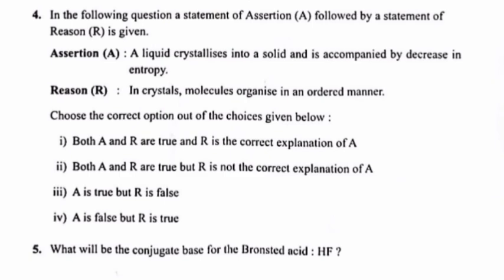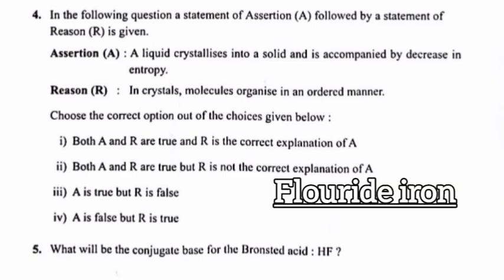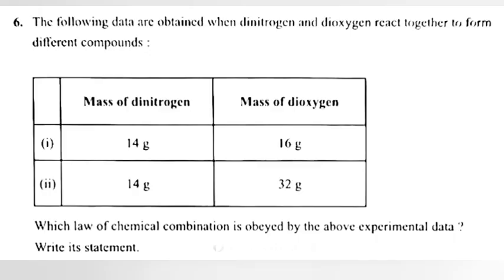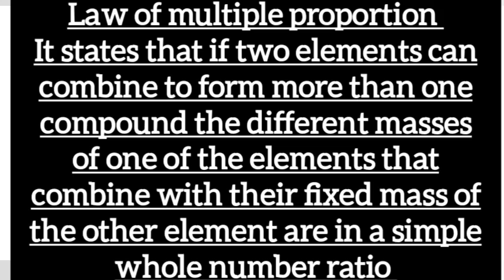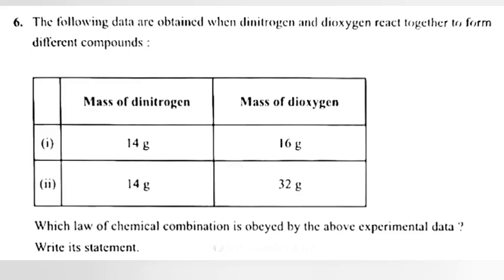5. What will be the conjugate base for the Bronsted acid HF? Answer: F-, fluoride ion. 6. The following data are obtained when dinitrogen and dioxygen react together to form different compounds. Which law of chemical combination is obeyed by the above experimental data? Write its statement. Answer: Law of multiple proportion. It states that if two elements can combine to form more than one compound, the different masses of one of the elements that combine with a fixed mass of the other element are in a simple whole number ratio.